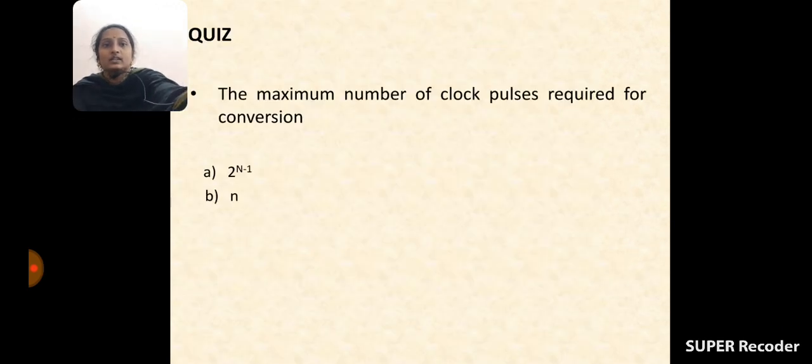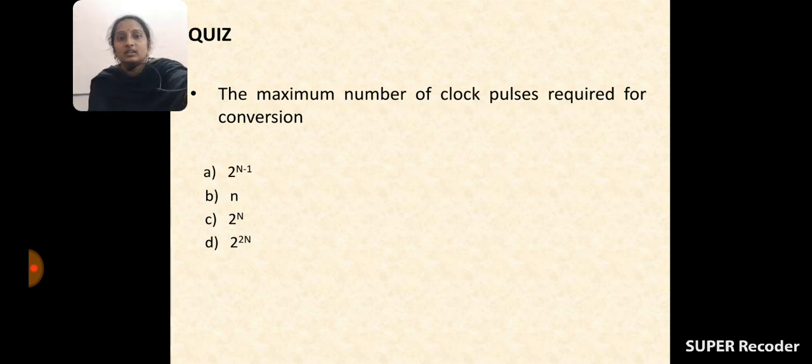And see here, some multiple choice questions are there. Nowadays every competitive examination has some digital electronics questions. First, one question is there: the maximum number of clock pulses required for conversion. How many clock pulses are required for conversion? 2 to the power of n minus 1, or n, or 2 to the power of n. The answer is 2 to the power of n minus 1.